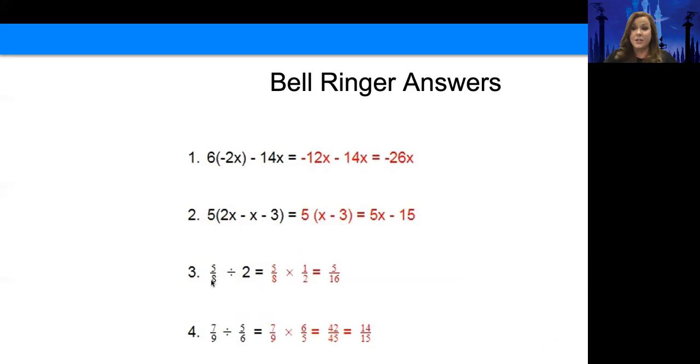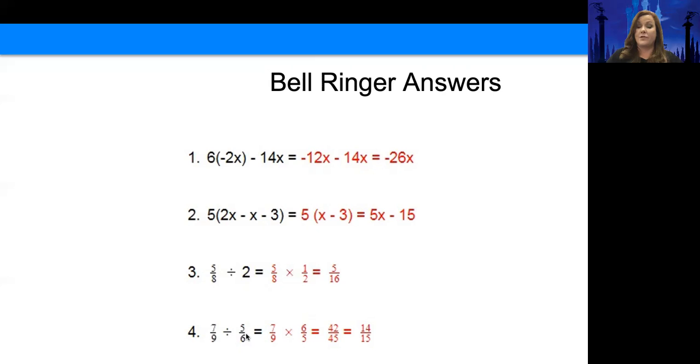We've got fractions. We're dividing. So you should remember same, change, flip. So we keep the first one the same. Change to multiplication, and then we flip. We do the reciprocal. So 2 over 1 changes to 1 over 2, and you get 5 times 1 is 5, 8 times 2 is 16.